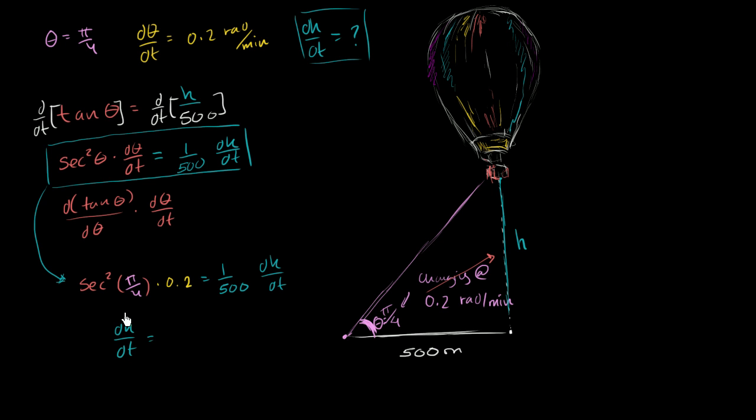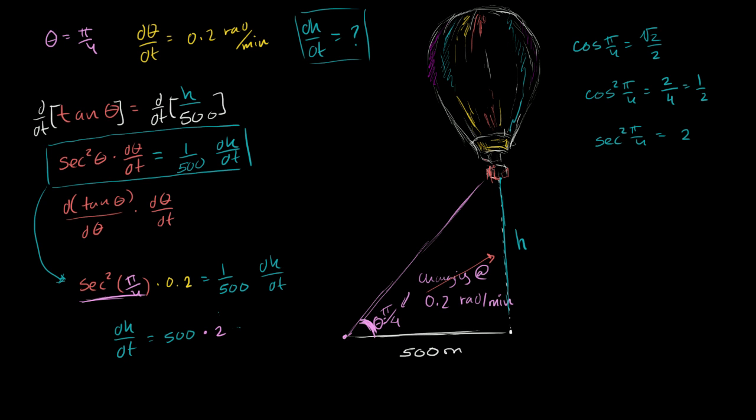and you get the rate at which our height is changing is equal to 500 times, let's see, secant squared of pi over 4. That is 1 over cosine squared of pi over 4. Cosine of pi over 4 is square root of 2 over 2. Cosine squared of pi over 4 is going to be equal to 2 over 4, which is equal to 1/2. And so secant squared of pi over 4 is just 1 over that, which is equal to 2. So secant squared of pi over 4, all of this business right over here, simplifies to 2.